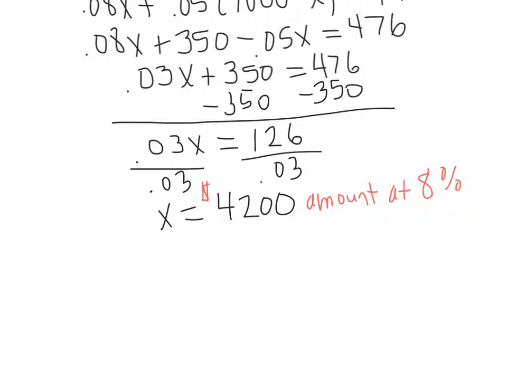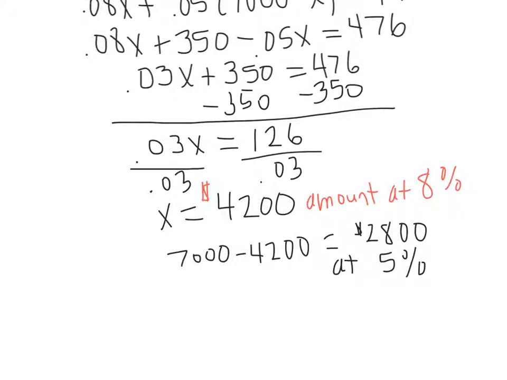And remember, there was $7,000 that was being split. So basically, we're now going to do the $7,000 minus 4,200 to get the amount at the 5% account. So 7,000 minus the 4,200. Again, that's why we had 7,000 minus x in that one spot in our chart. It equals 2,800 at the 5% account.